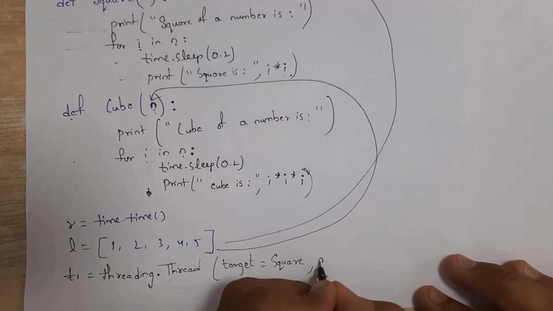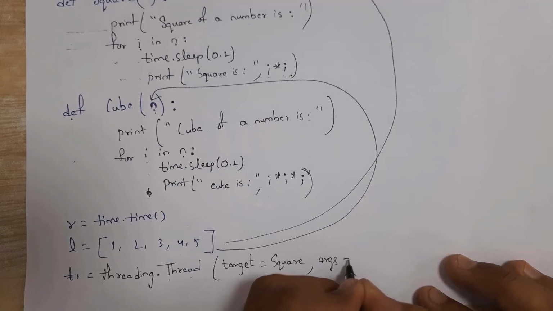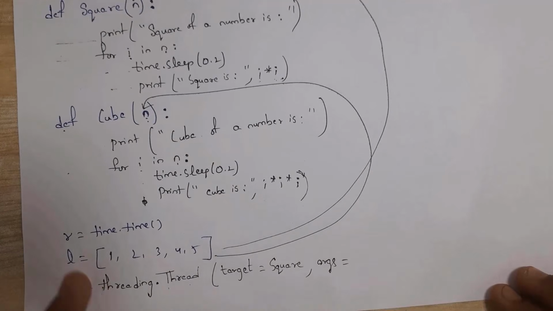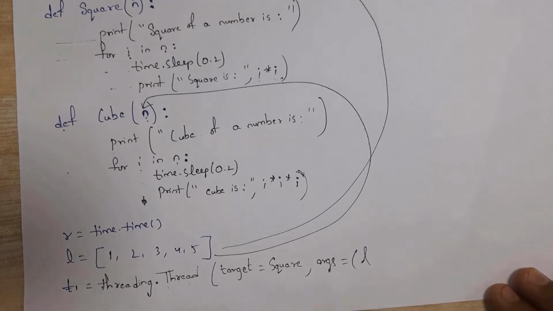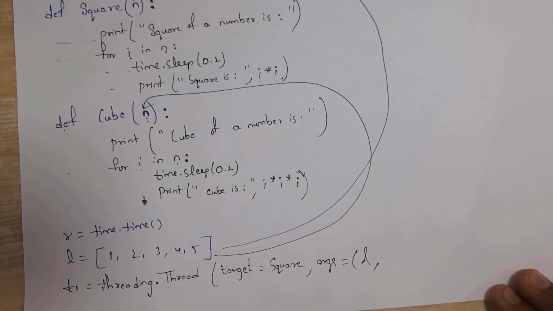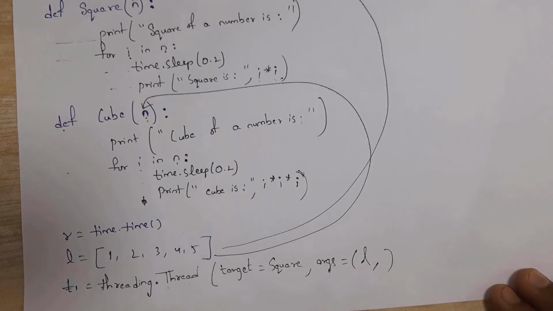So just write here args equal to, my inputs are present in variable L, take brackets. So just write here L. So take brackets and write L. Guys, definitely take here comma or else it will display error. And next close these arguments. And next close this thread class. I am executing this square function.